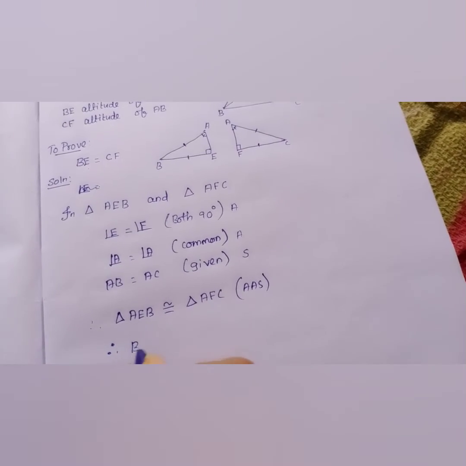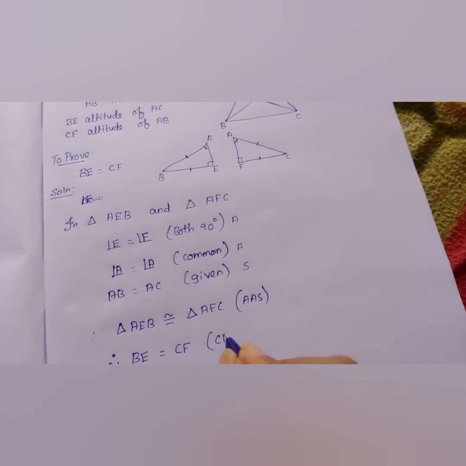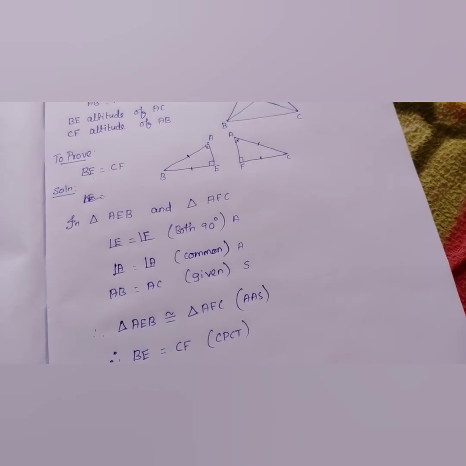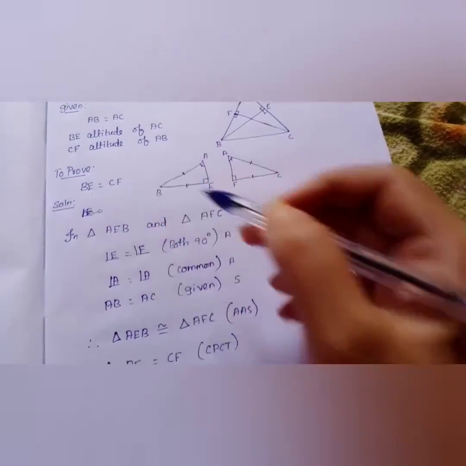Therefore, BE equal to FC by the rule CPCT. So corresponding parts are equal in congruent triangles. So BE equal to FC. That's it.